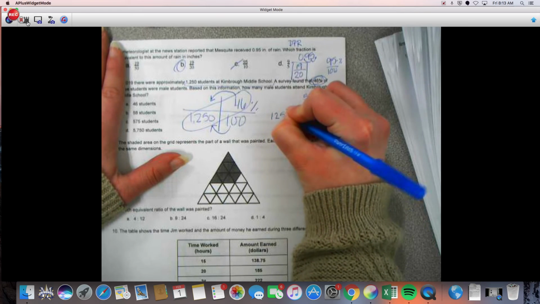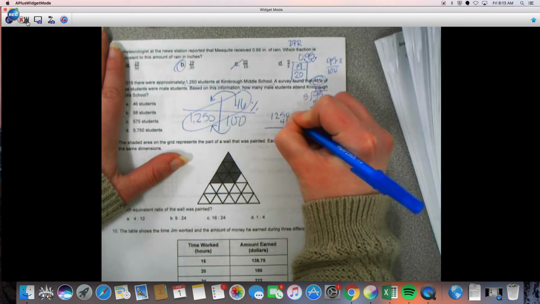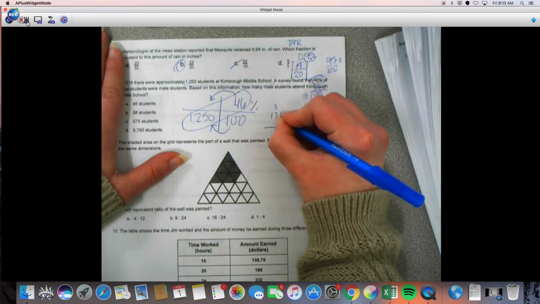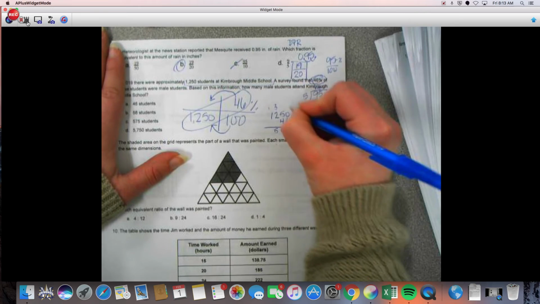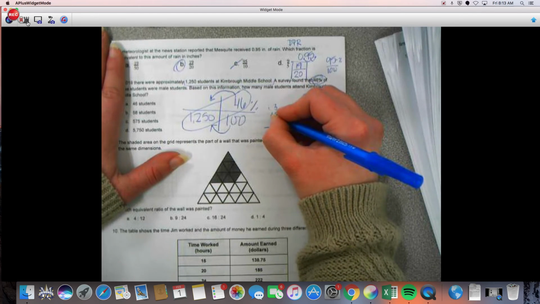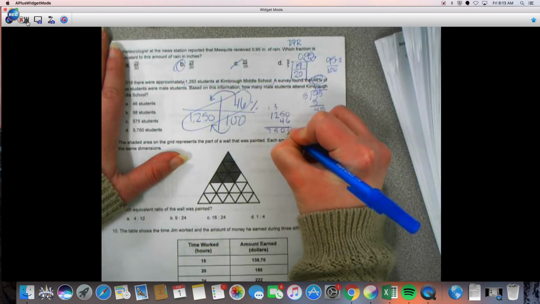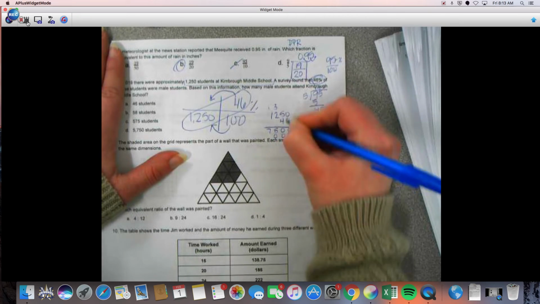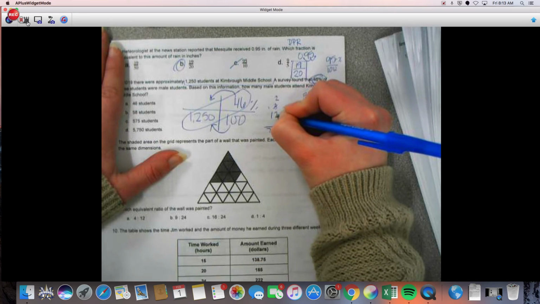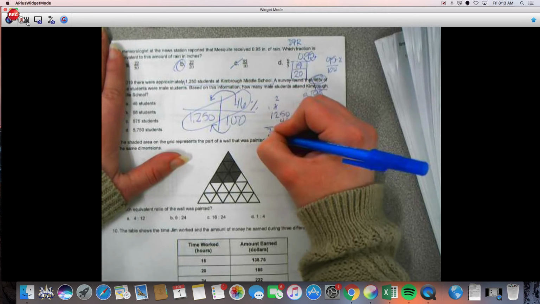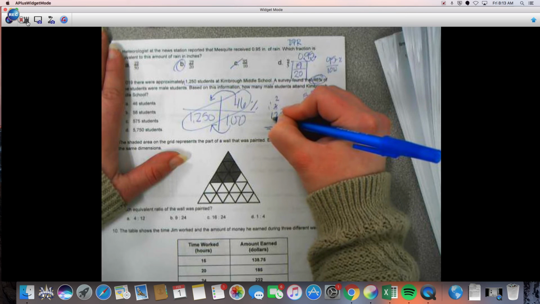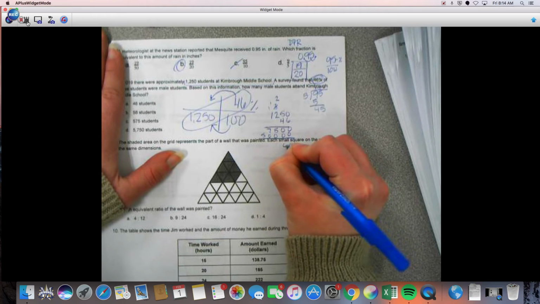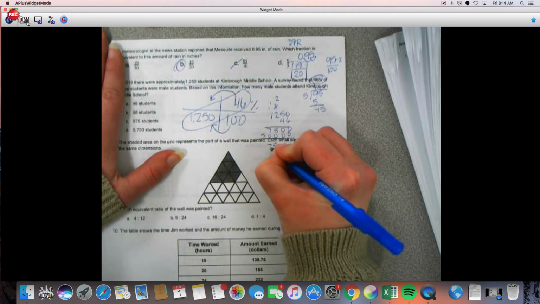1,250 times 46. 6 times 0 is 0. 6 times 5 is 30. 6 times 2 is 12. Plus 3 is 15. 6 times 1 is 6. Plus 1 is 7. Add my 0, and I'm going to run out of room. It'll be all right. 4 times 0 is 0. 4 times 5 is 20. 4 times 2 is 8. Plus 2 is 10. 4 times 1 is 4. Plus 1 is 5. So now I'm going to add these. 0, 0, 5, 7, 5.